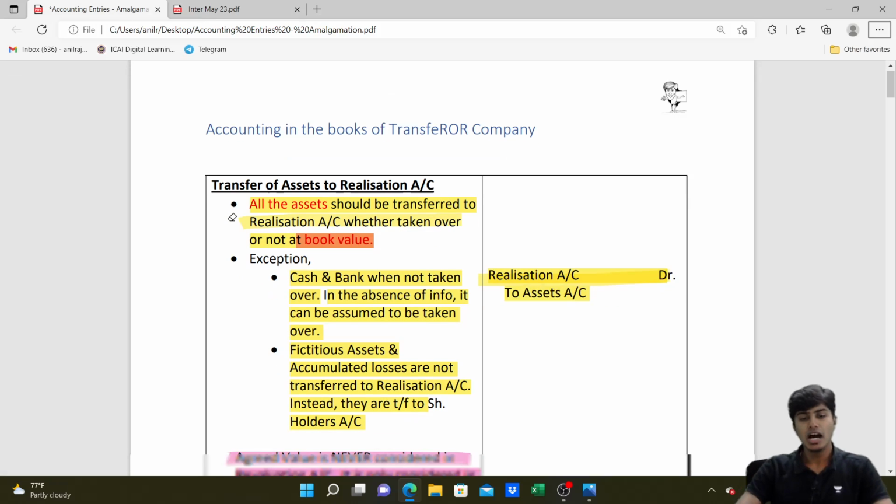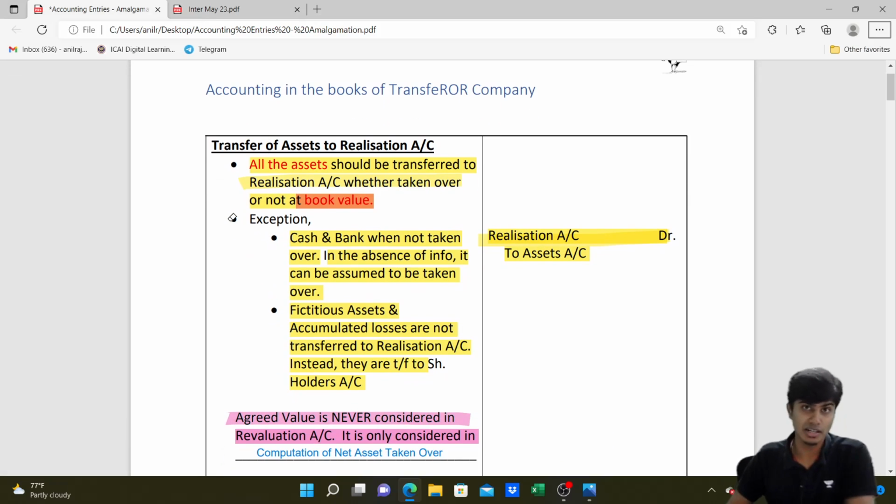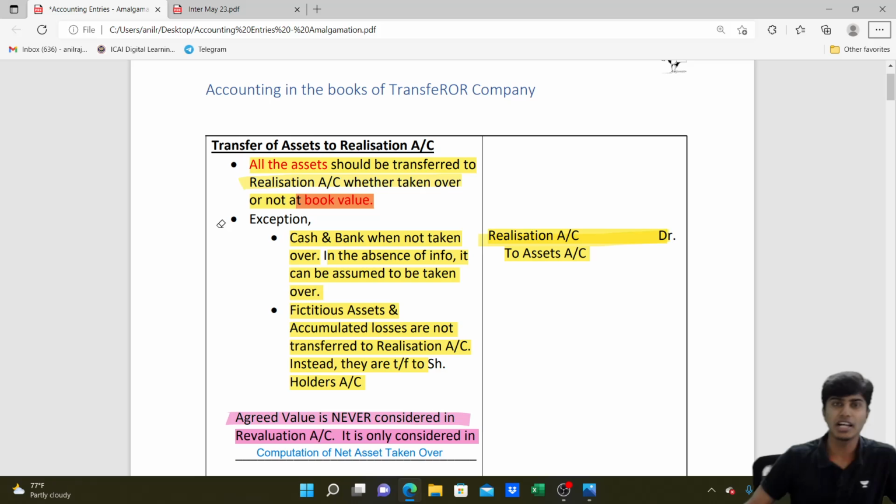What did we discuss? Accounting entries in the books of transferor companies. Firstly, we should transfer all the assets and liabilities to realization account. For transfer of assets, assets has to be credited and debit will be given to realization. Entry is realization to assets. And in this entry, we'll transfer all assets and liabilities at book value.